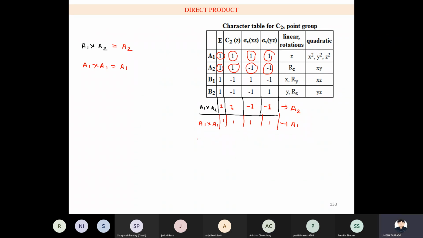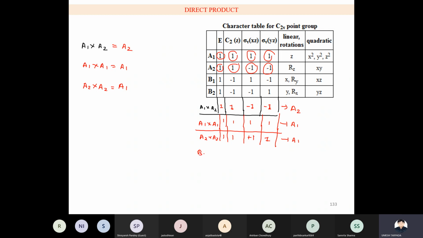You can have A2 cross A2. What is its result? It is also A1. 1 into 1, 1, 1, minus 1 into minus 1, again it is plus 1. And here also minus 1 into minus 1, that is plus 1, so it is A1. So A2 cross A2 is equal to A1.